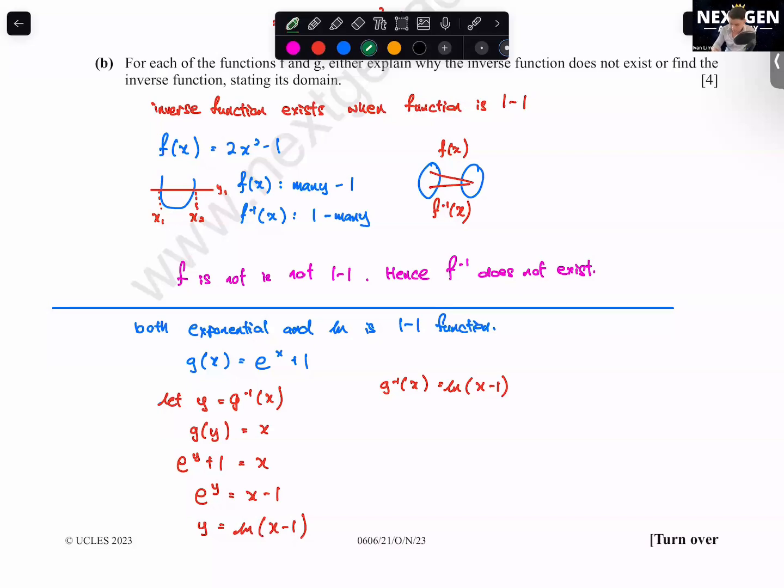Okay, so we have to remember the domain. For ln, you just take the argument is more than 0. The argument is whatever is inside the bracket. Whatever is in the bracket, the argument is more than 0. So here it will be x minus 1 is more than 0, x is more than 1.